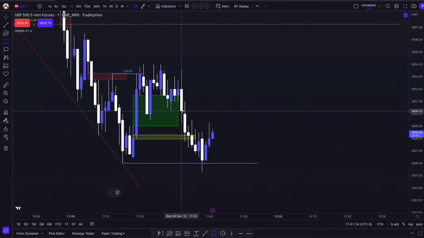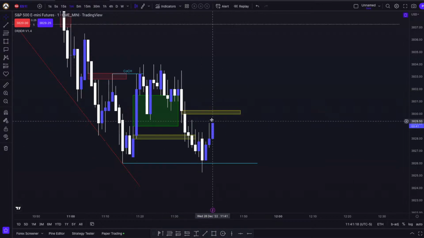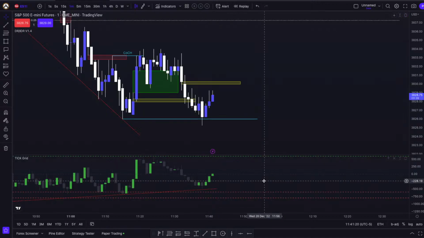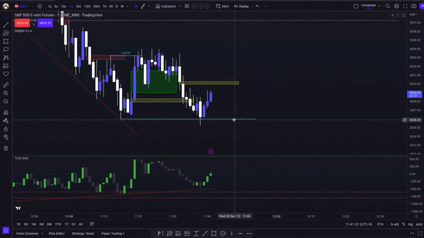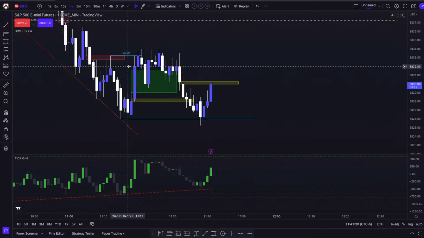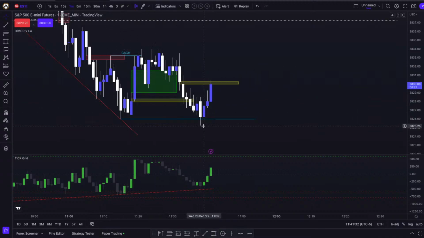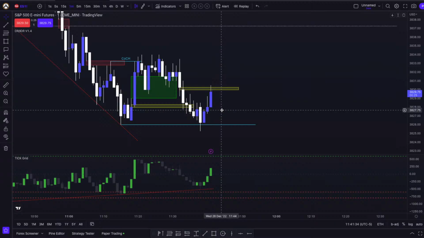We have a volume inefficiency waiting for us right here. And looks like this tick grid divergence starts to play out. I'd say probably because too many traders had their stop losses below this level. They just decided to wick it down into this liquidity one more time before maybe now actually playing this reversal.